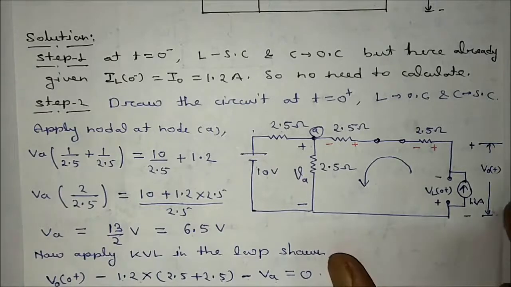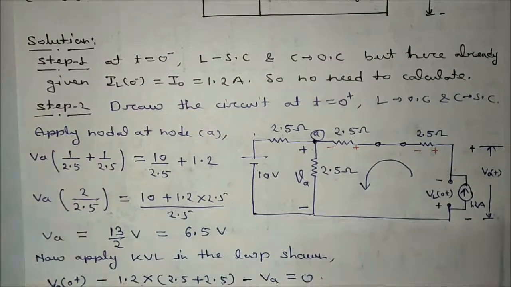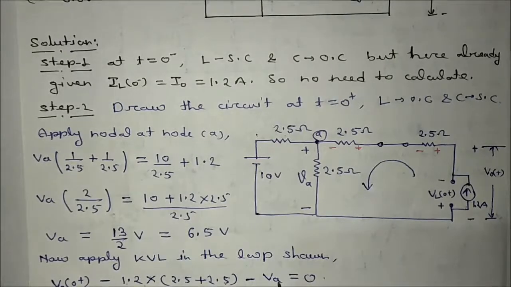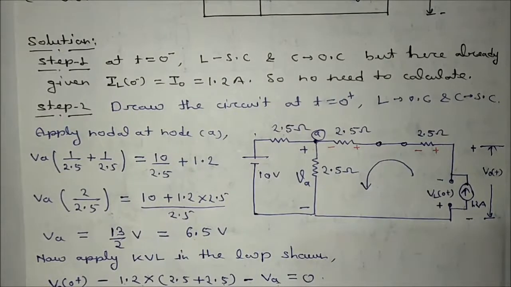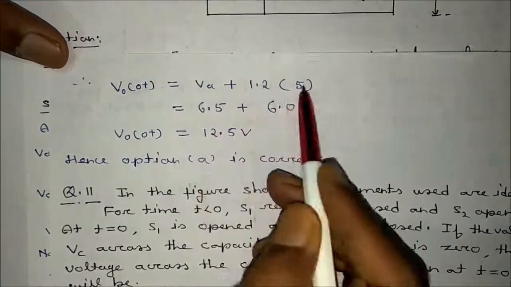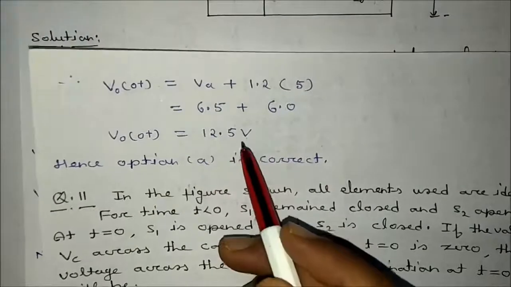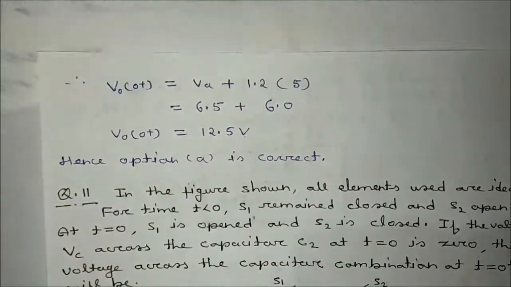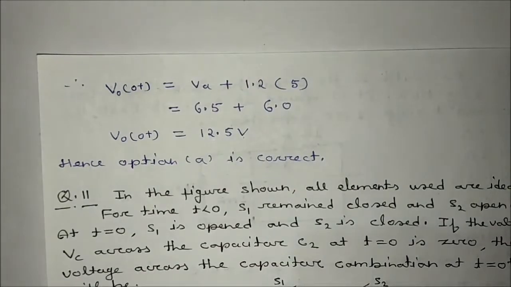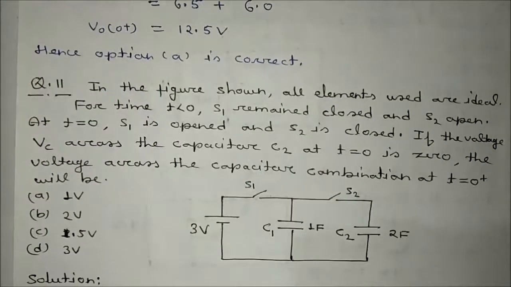So V0 plus value, you will get how much? If you put the value of VA here, 6.5, you will get how much value? V0 plus is equal to VA plus 1.2 into 5, that is equal to V0 plus. If you calculate V0 plus, you will get VA plus this one, that is equal to 12.5. Hence option A is correct. Is it okay?